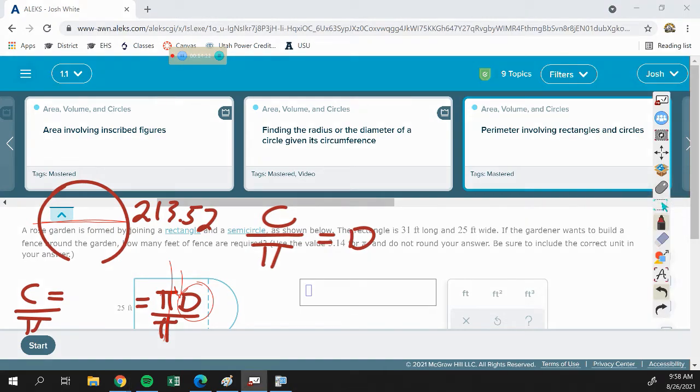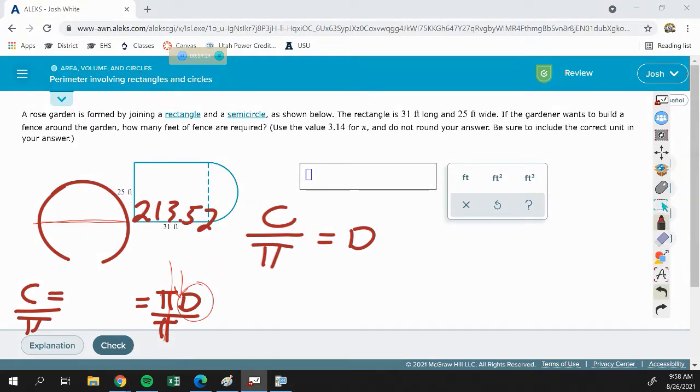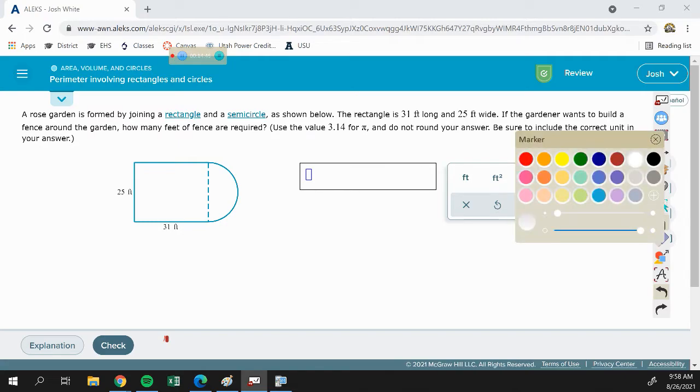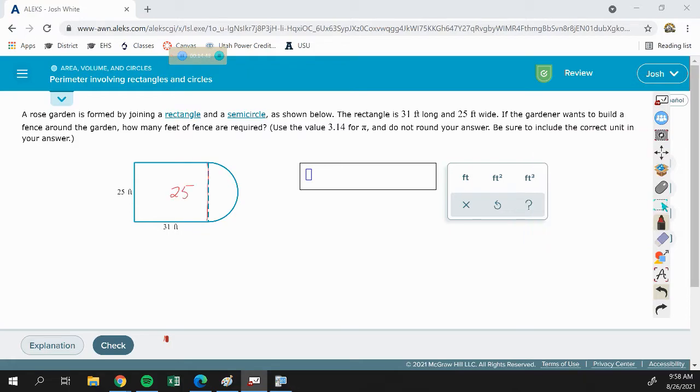All right, this one's a little bit harder. Gardner wants to put a fence around a rectangle with a semicircle on one side. So, good. The diameter of the semicircle is 25. How does that help us? C is pi d. So C is equal to 3.14 times 25.